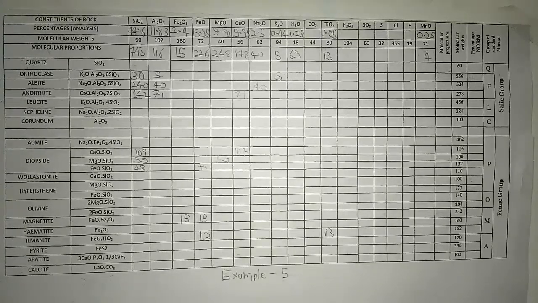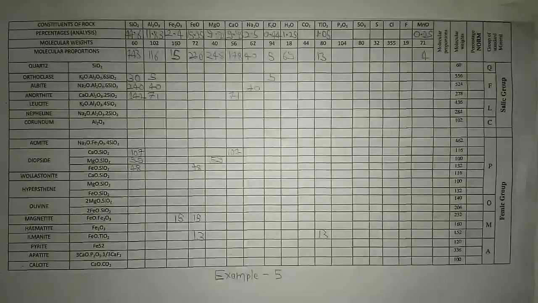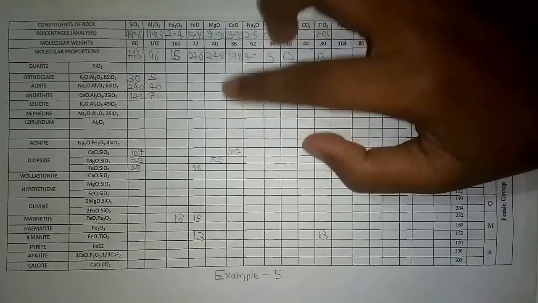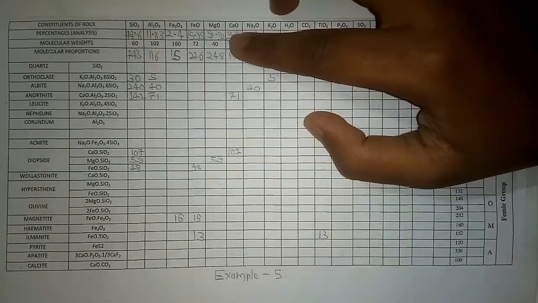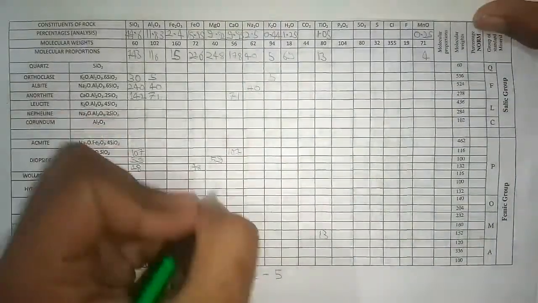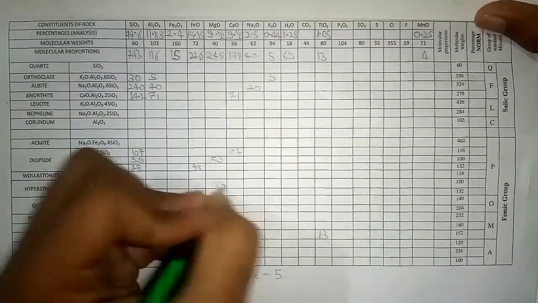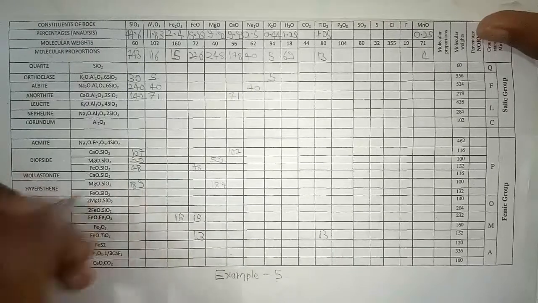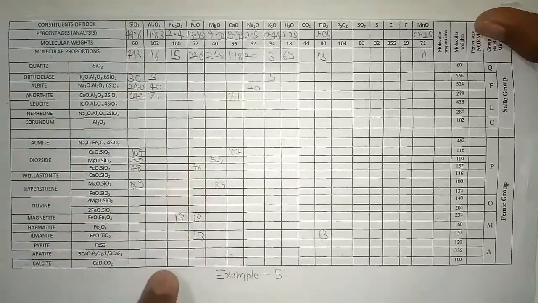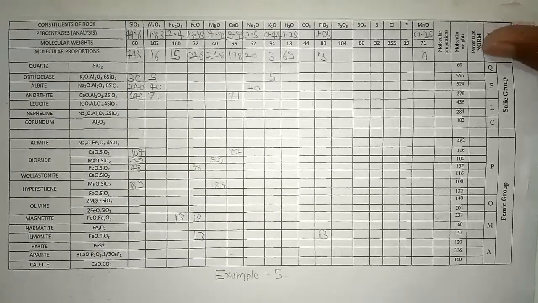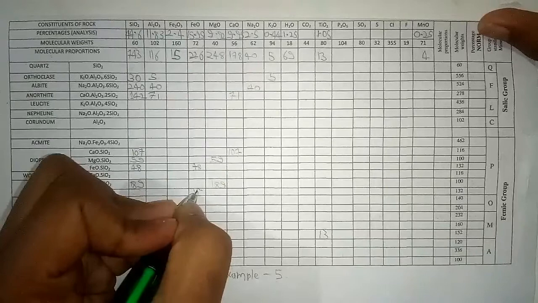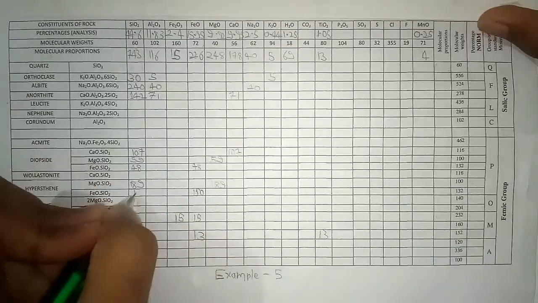It is 248. So 248 minus 59 will be approximately 189. Okay, so we'll make 189 hypersthene, so 189 SiO2. Then FeO is left how much? 226 minus 48 minus 15 minus 13. That is equal to 150, not 11. 150.